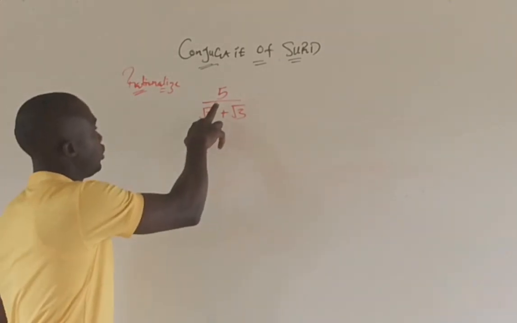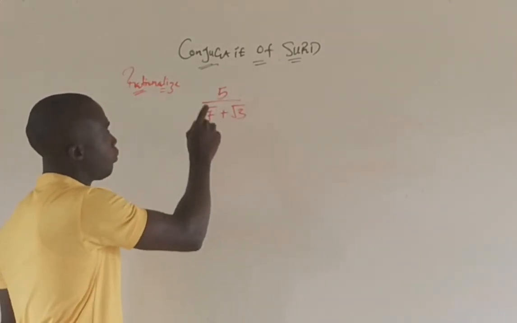Now, we have another question which was 5 divided by root 7 plus what?